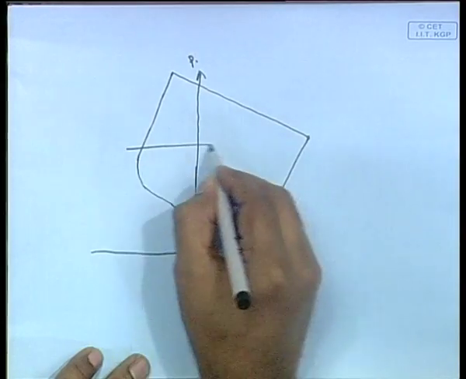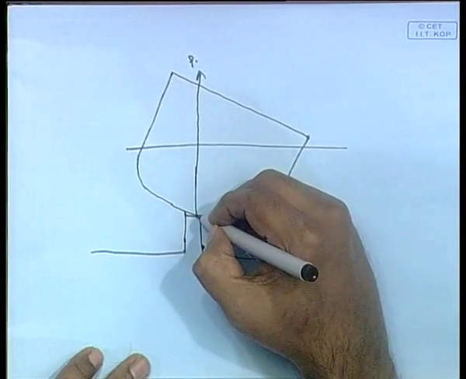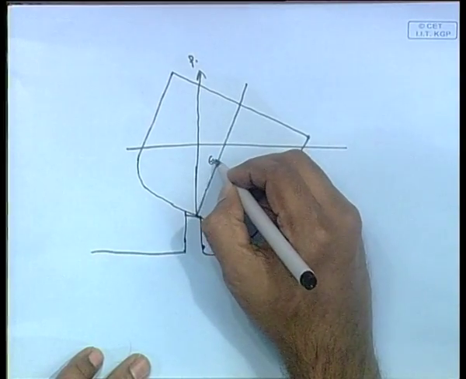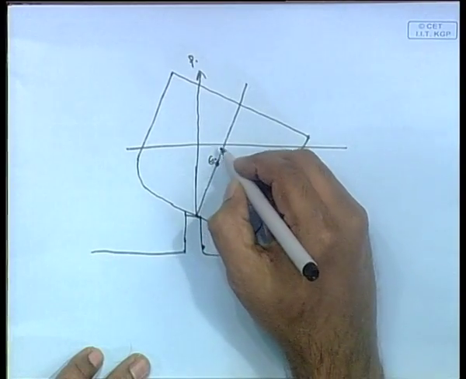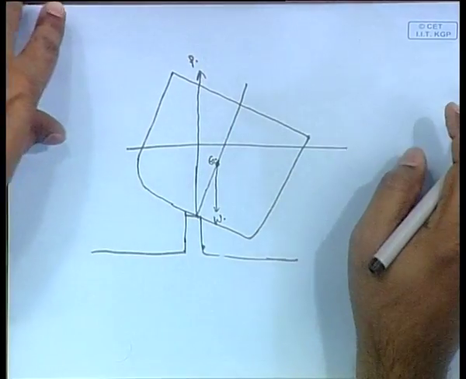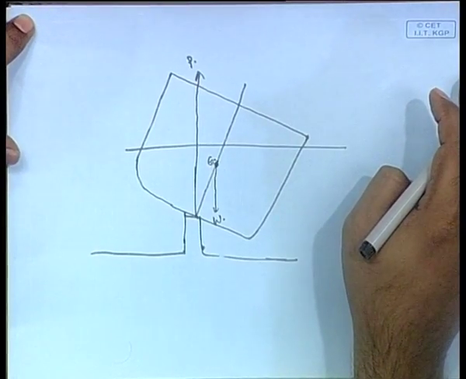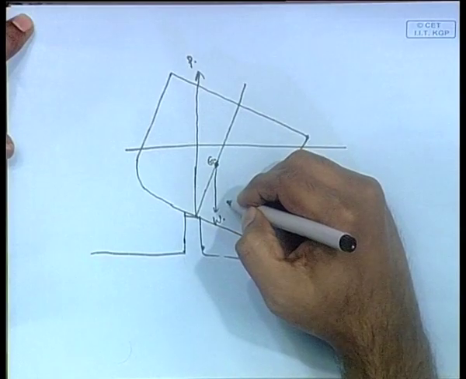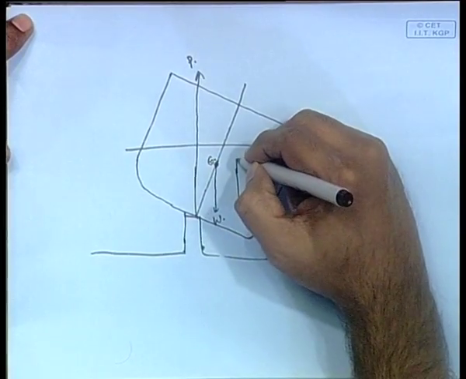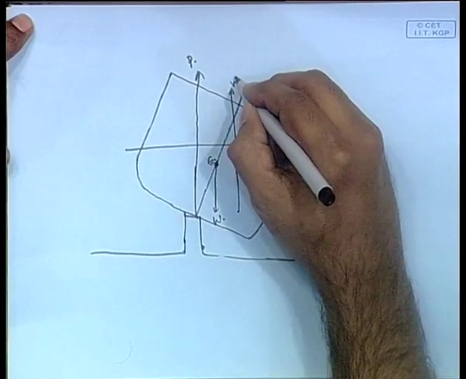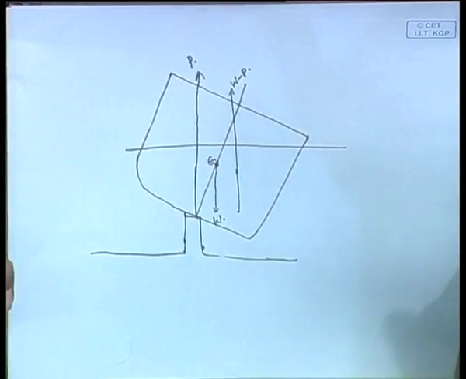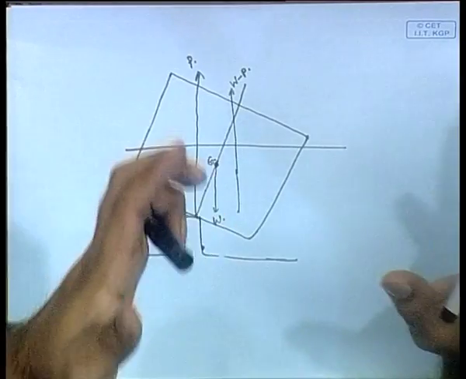Then let us assume that this is the center line of the ship. Therefore, at this point you have G, the center of gravity of the ship. At that point the weight of the ship will act down, W. Now there is a buoyancy force acting on the ship. We know that the buoyancy force will be given by W minus P.